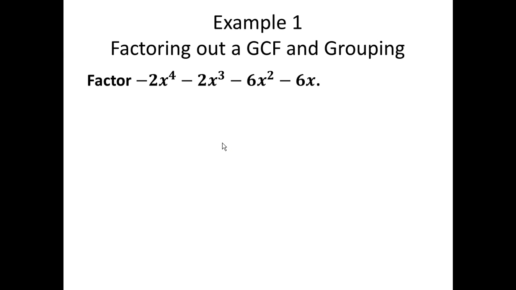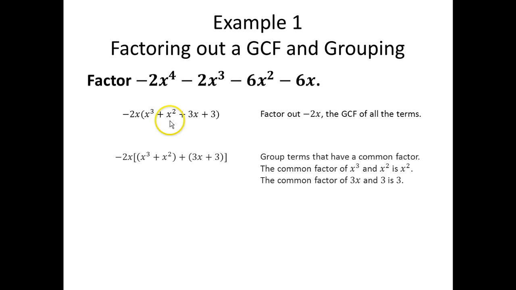So let's suppose that I wanted to completely factor this polynomial here. We're going to use a technique called grouping. The first thing I want to do is find the greatest common factor of all four monomials. Notice that negative 2x will divide all four monomials, so I factor that out, leaving me with this polynomial. So at this point, the only thing I've done is just factored out this negative 2x, which is the greatest common factor of all the terms.